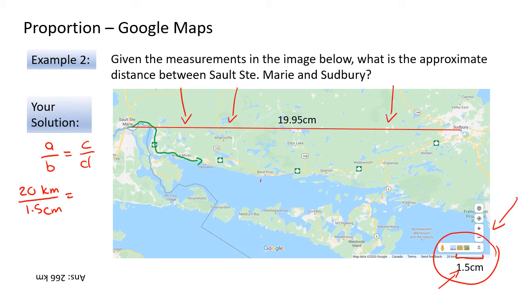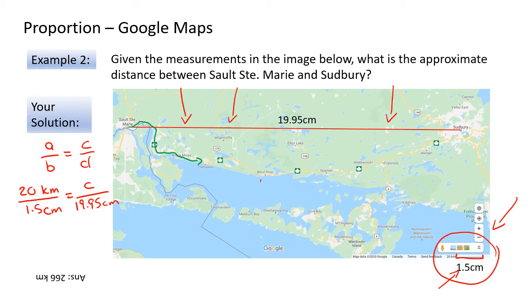Your second ratio is, you don't know the distance, so the numerator can just stay as the letter C. You don't know the actual kilometers, but what you do know is the actual measured distance on the map, because again, this is to scale, and it's 19.95 centimeters. So now to solve for that, notice I've left the units, because these aren't all the same units. You'll see why that's important.